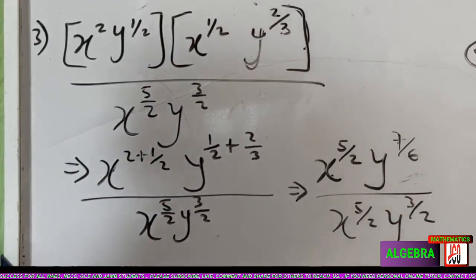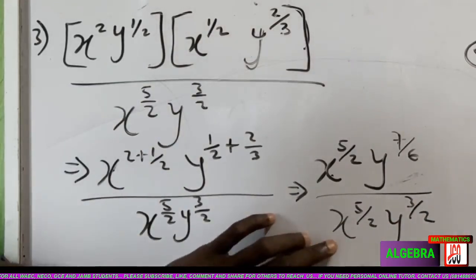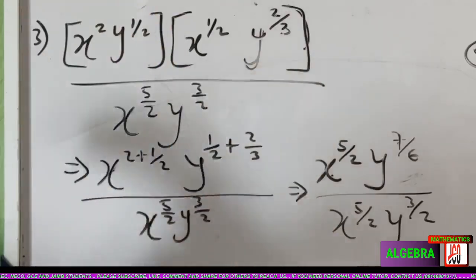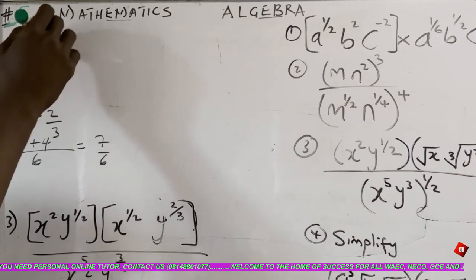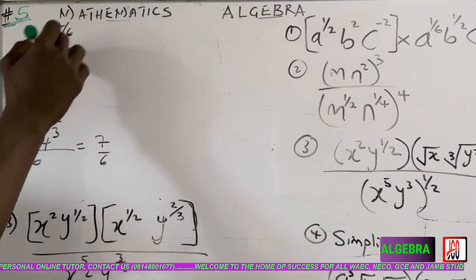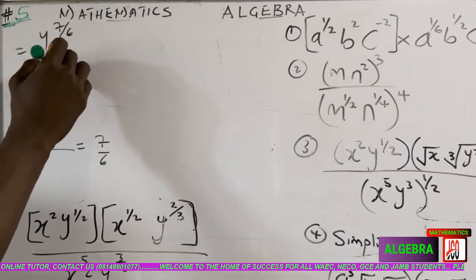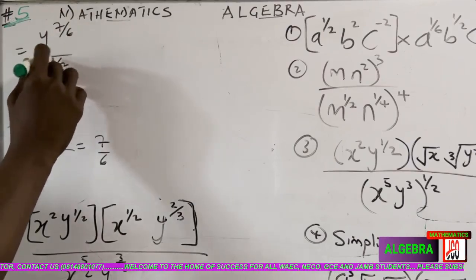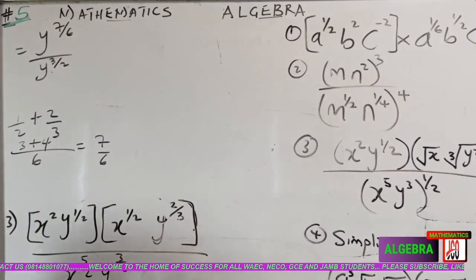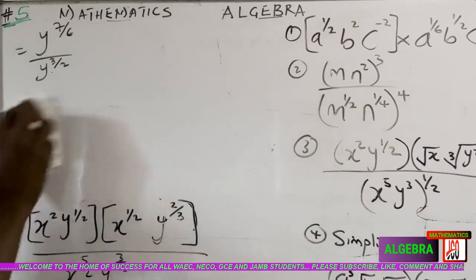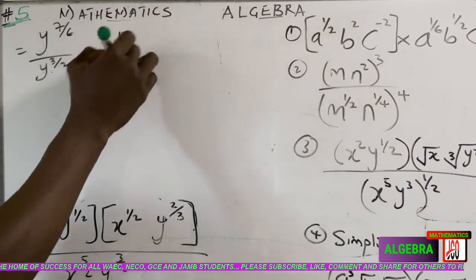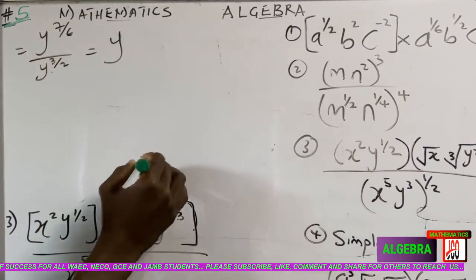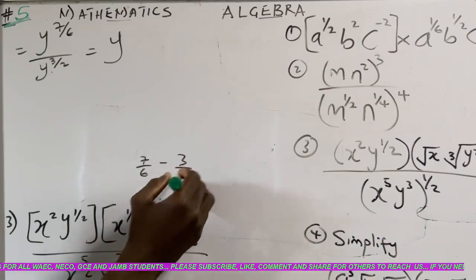If you observe closely, the powers of x, they are the same. So they can divide themselves. They are gone. So what I have now is y raised to power 7 over 6 divided by y raised to power 3 over 2. Remember we said when they are dividing themselves, you subtract the index. So now we're going to do 7 over 6 minus 3 over 2.